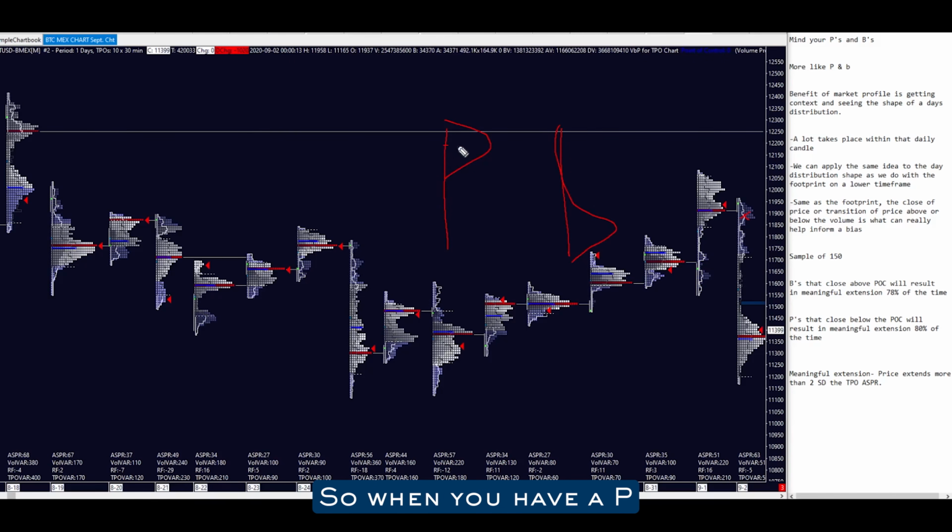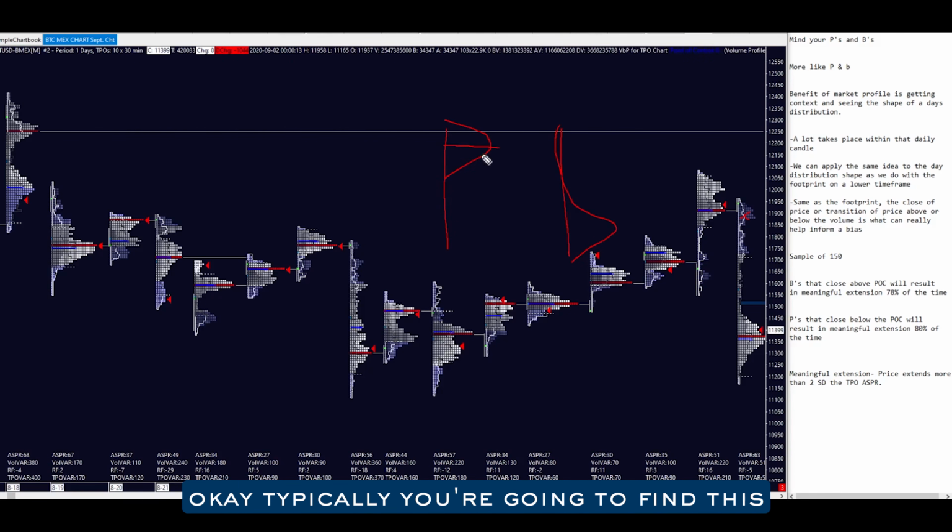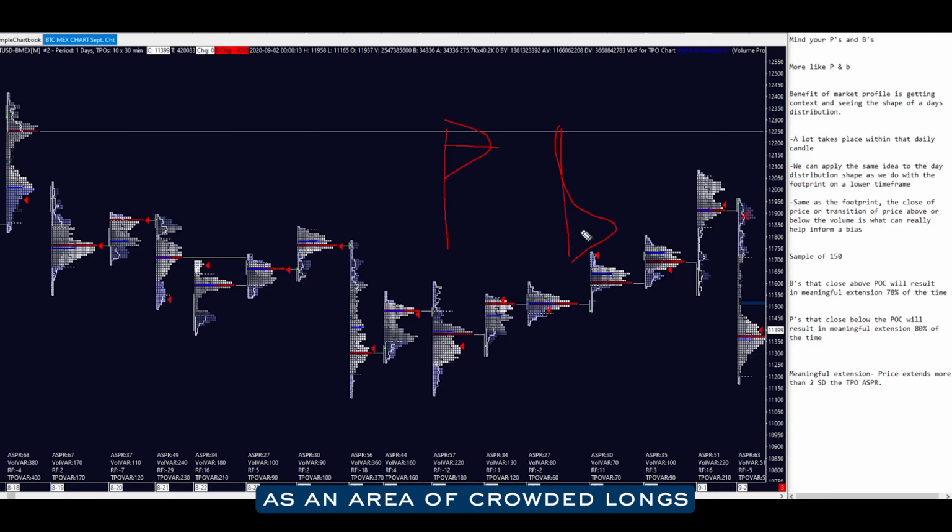So when you have a P, typically you're going to find this as an area of crowded longs. And when you have a B, it can be a long liquidation that ultimately does lead to a move upward. Ultimately, it's where you trade with respect to these.